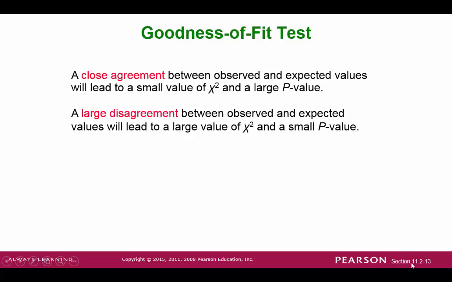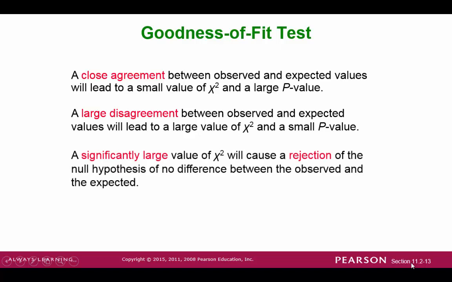The general idea with this hypothesis test is that if you find a chi-square value that is small, then you're looking at a close agreement with the null hypothesis. If your chi-square value is large, then you're saying that you are disagreeing with the null hypothesis. So a significantly large chi-square value will reject the null hypothesis.